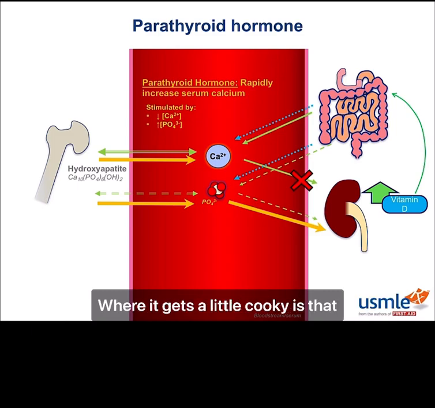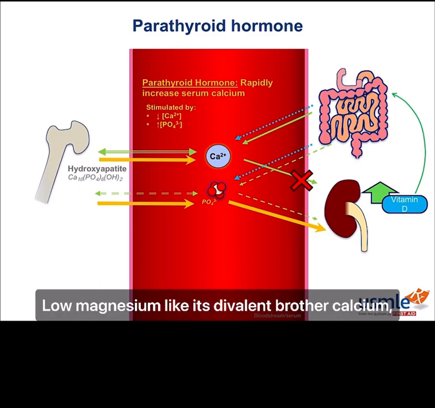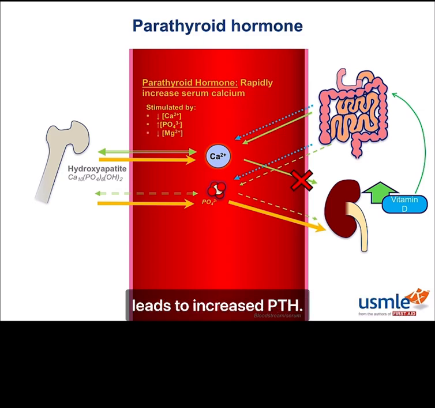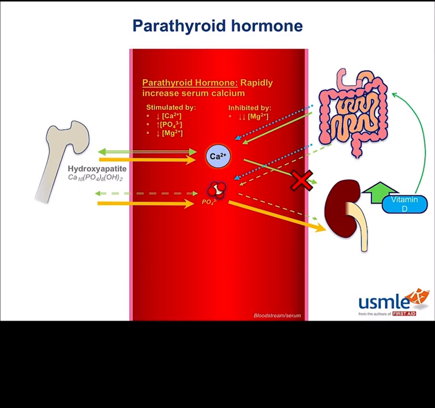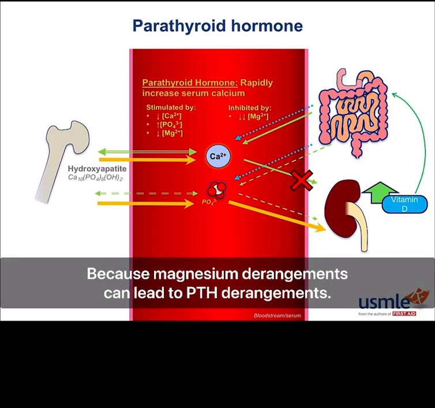Where it gets a little kooky is that it's also regulated by magnesium. Low magnesium, like its divalent brother calcium, leads to increased PTH. But to make matters really weird, really low magnesium actually inhibits PTH. So why is this clinically relevant? Because magnesium derangements can lead to PTH derangements.